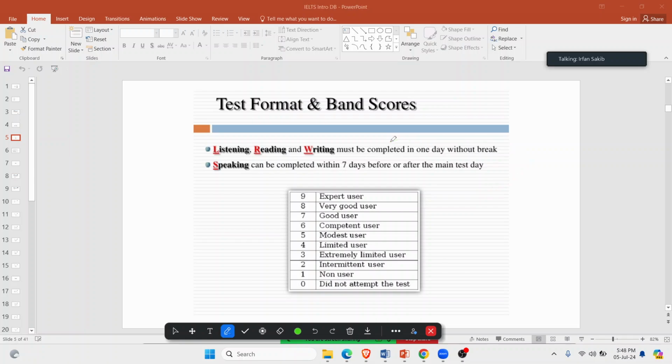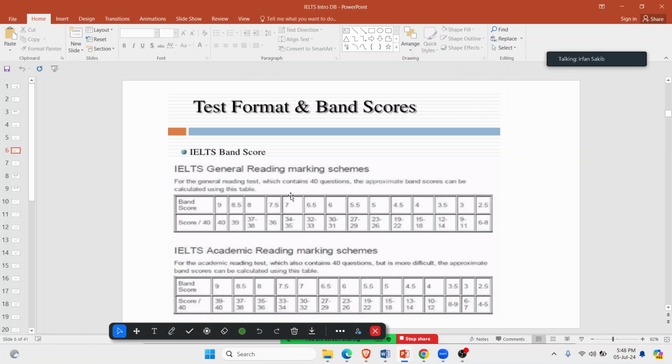First you start with listening, then reading, then writing, and then after a few hours you have the speaking module exam. Is that clear? Yeah. Okay. The general marking schemes and the academic marking schemes are related here. You can get 7.5, so it is 0.5 intervals. You can get 5.5, you can get 6.5, but you cannot get 6.3 out of 9.